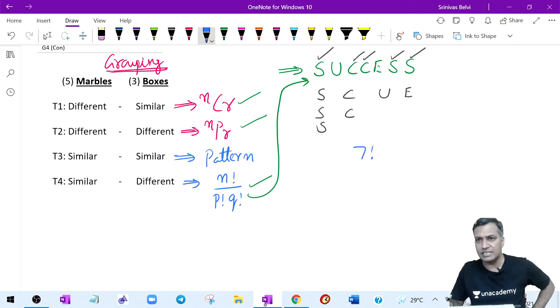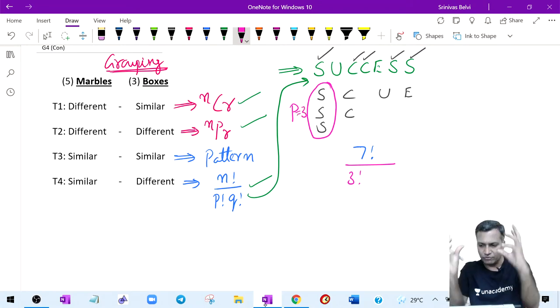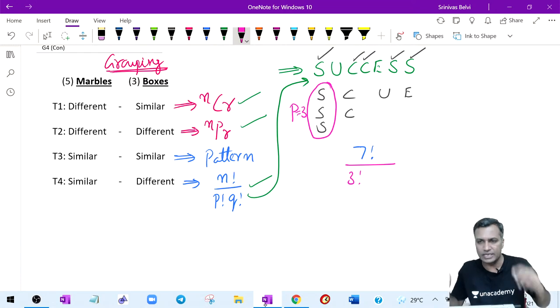Had all seven been distinct, it would have been seven factorial. However, since these three look similar, you say that divide this by three factorial. This is what you say. P things are alike, that is, these three things are alike. Therefore, by rearranging them, I don't get a different word.